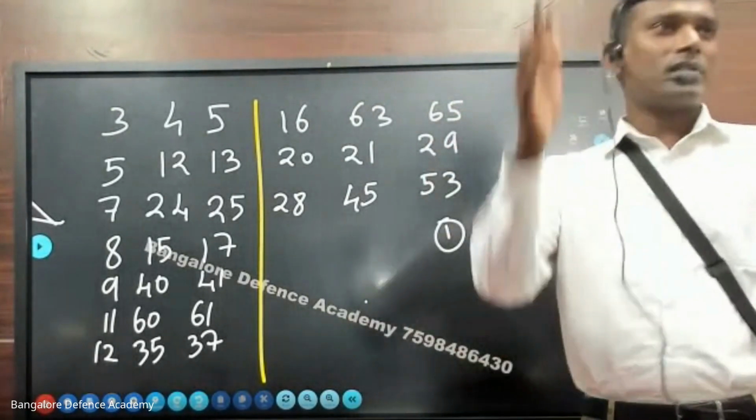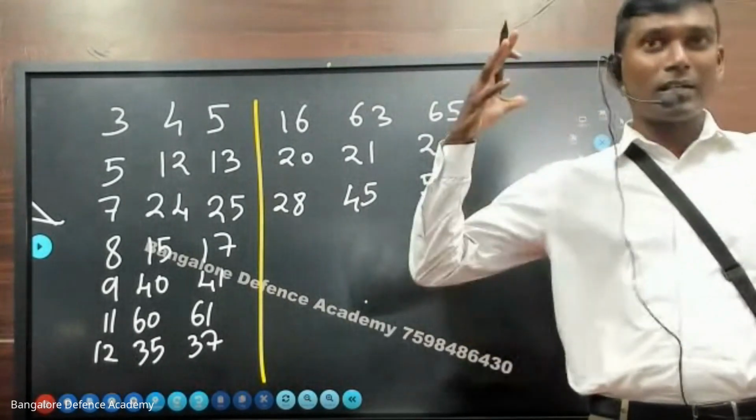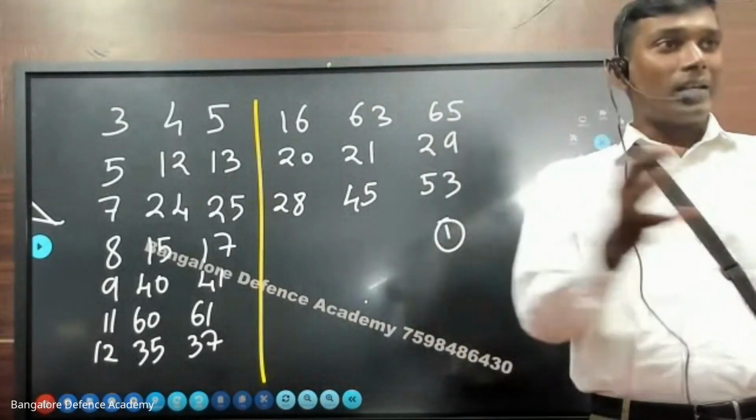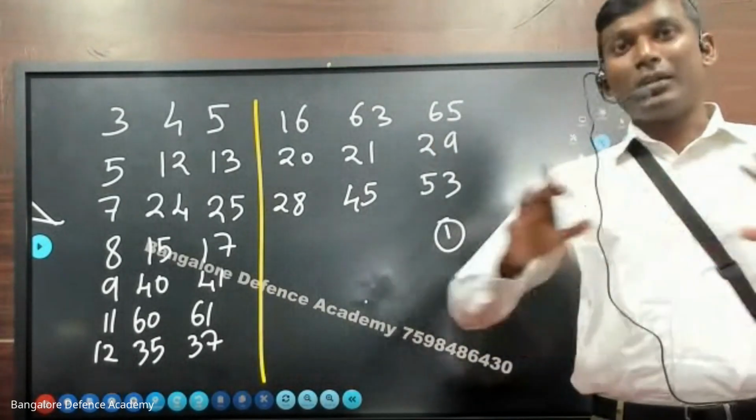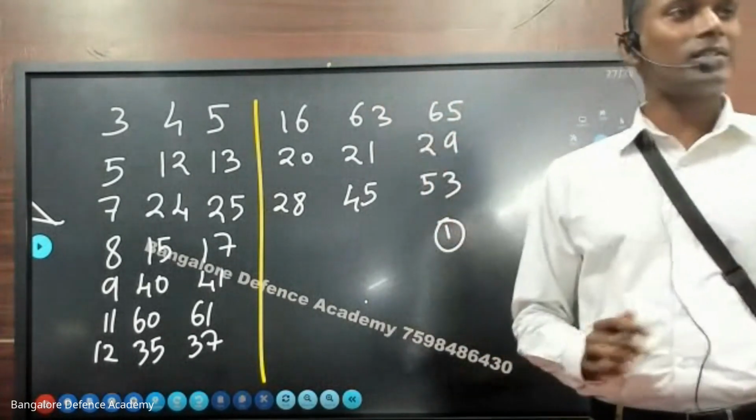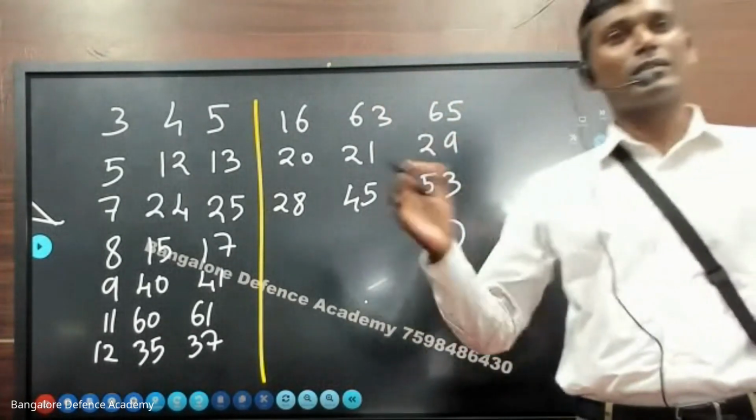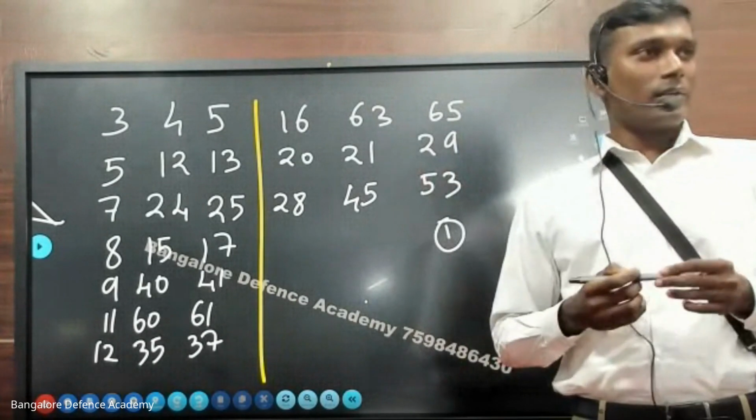Toppers, they don't have special brains. They have such a capacity that they will learn this. IAS, IPS, they are not intelligent. They can learn this book. If I give this book to them, they can learn this book. You understand? समझ में आ रहा है?